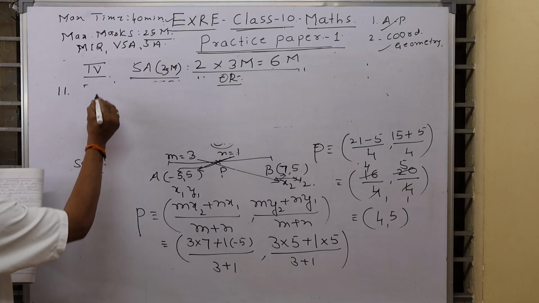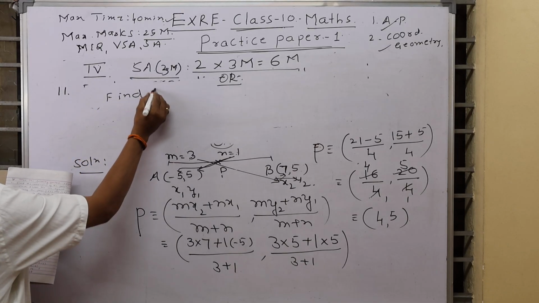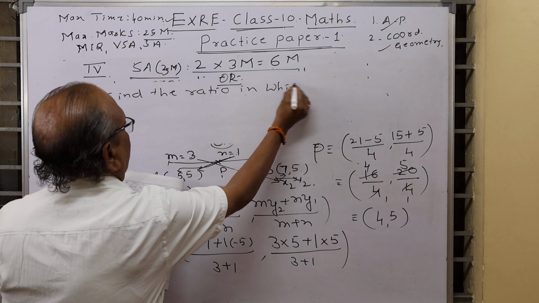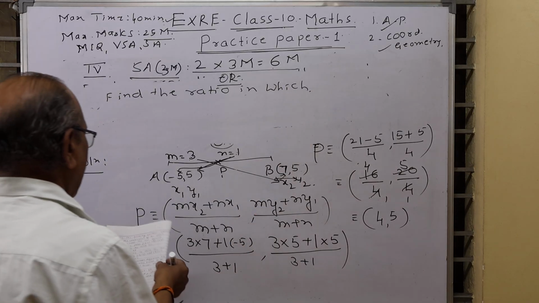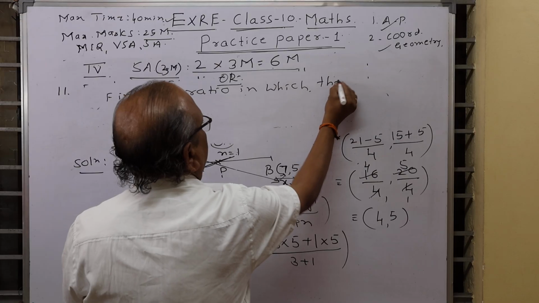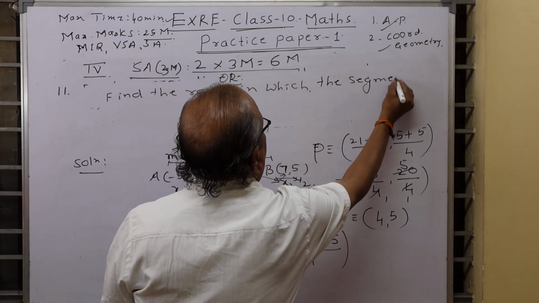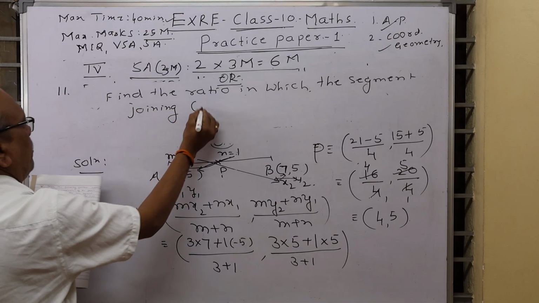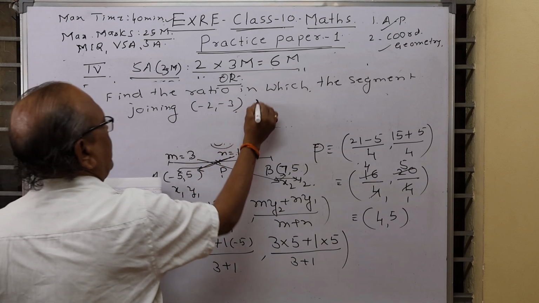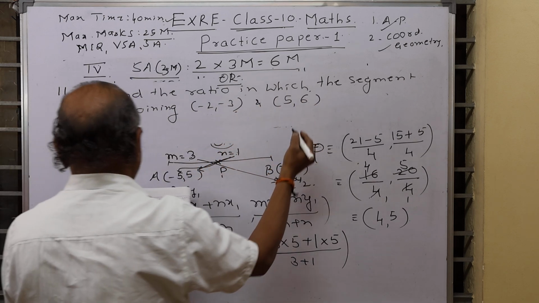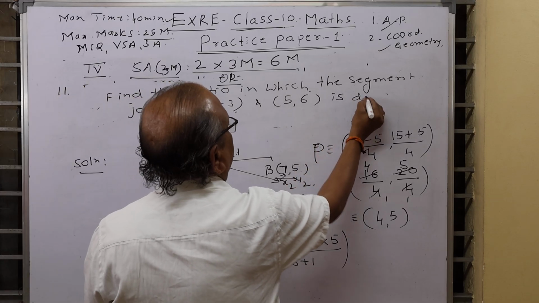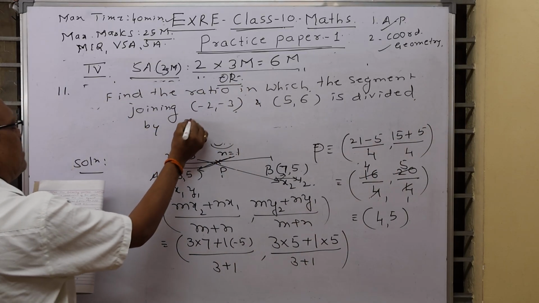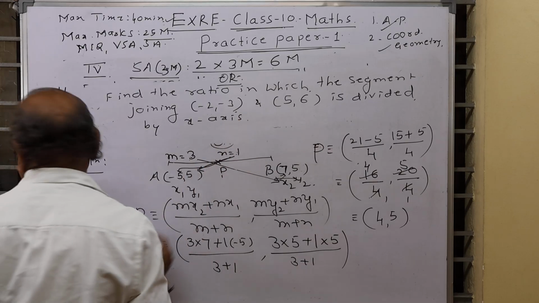Find the ratio in which the line segment joining (-2, -3) and (5, 6) is divided by the x-axis. This is one of the standard questions that appears every now and then in the exam. Or you may even be asked about the y-axis. Okay, fine, no problem.